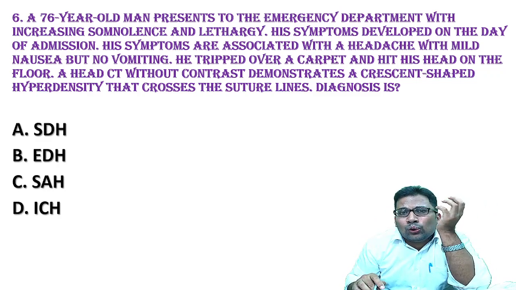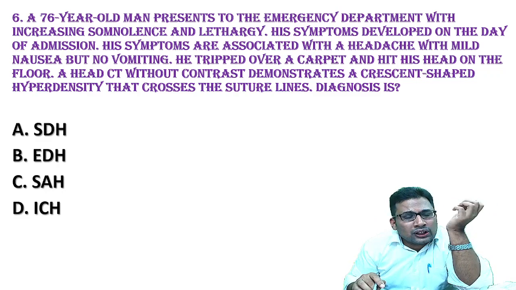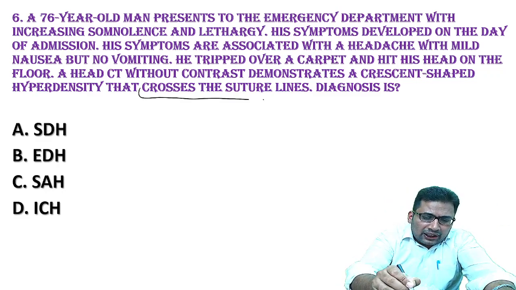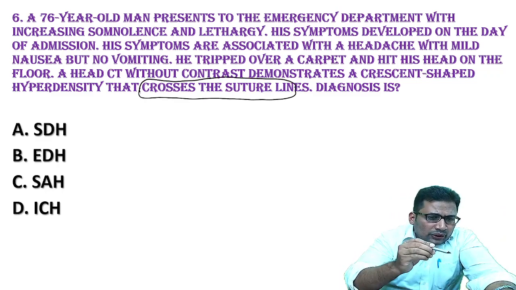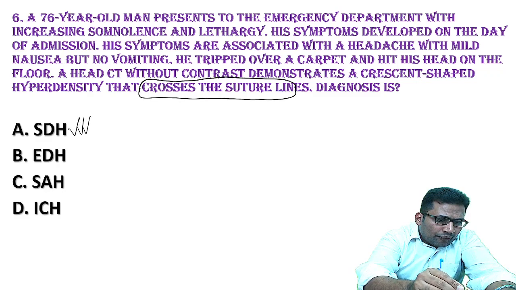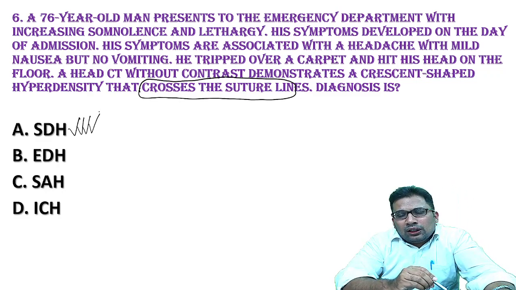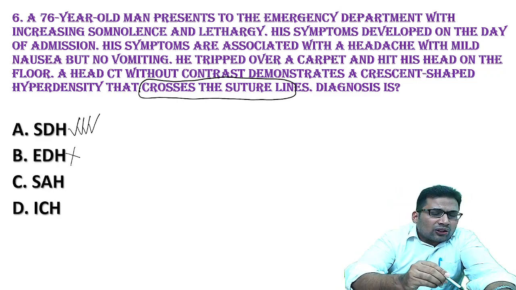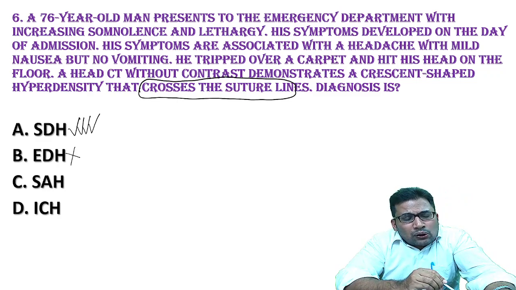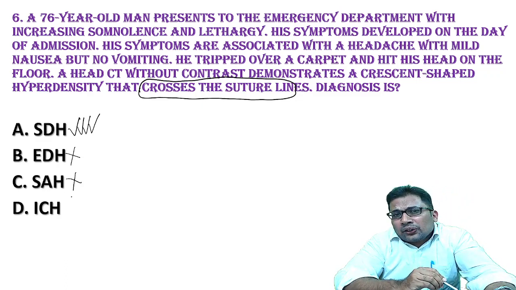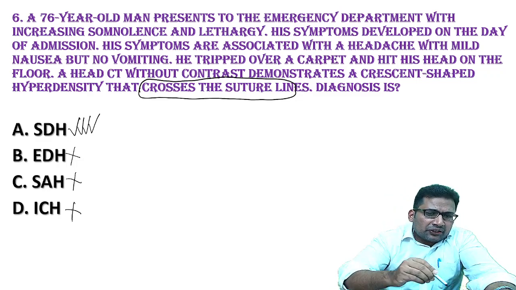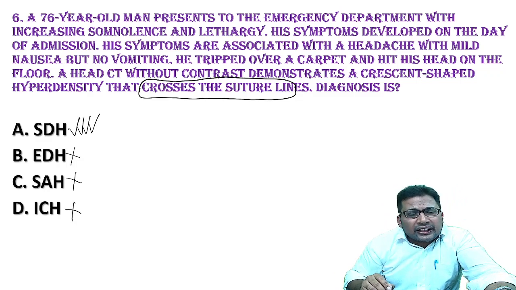What do you think, all of you? Old age, so it crosses the suture line, history of fall. So all this go in favor of SDH, subdural hematoma. Subdural hematoma crosses the suture line. EDH does not cross the suture line, it is concavo-convex. So SAH, remember, subarachnoid hemorrhage is because of rupture of berry aneurysm. It is not ICH. So the better answer for this question is SDH.